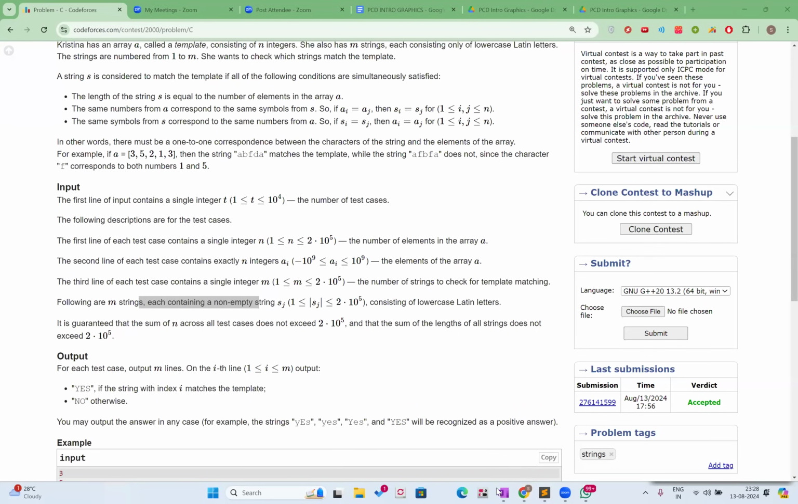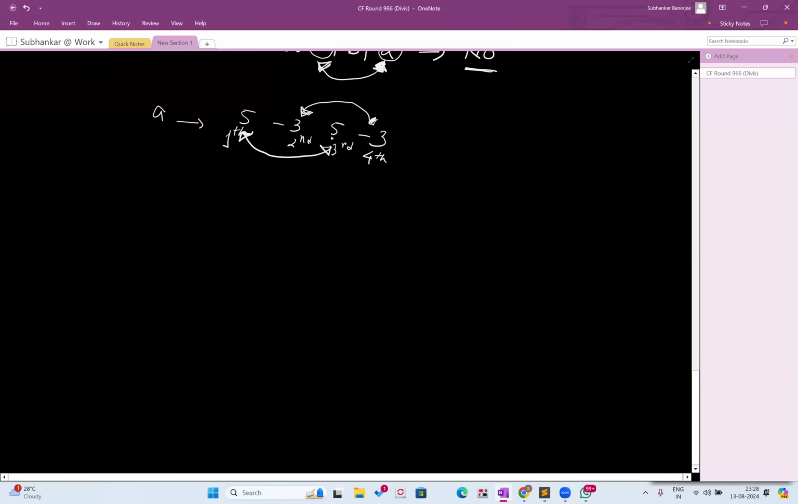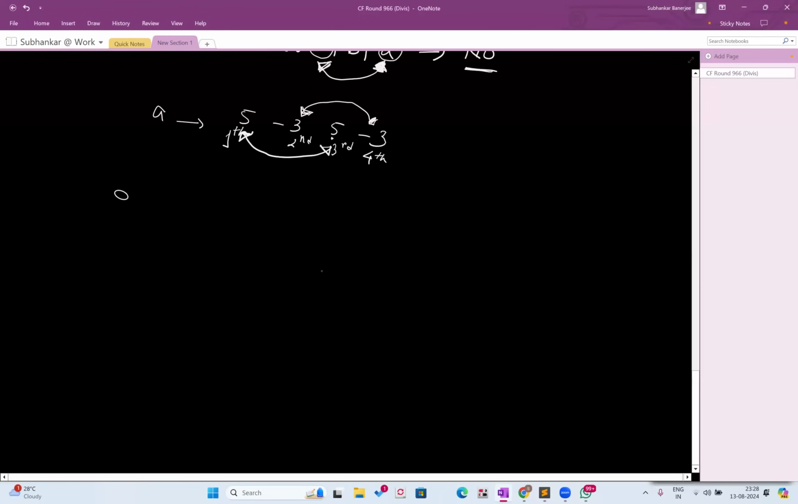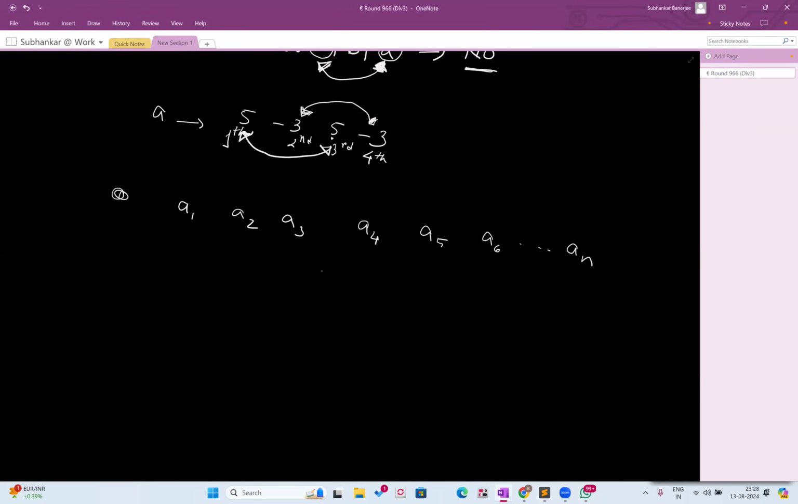So I'll just discuss the approach. What am I given initially? I'm given an array A. Wherever the elements are equal, those indexes should have the same character in the string as well.